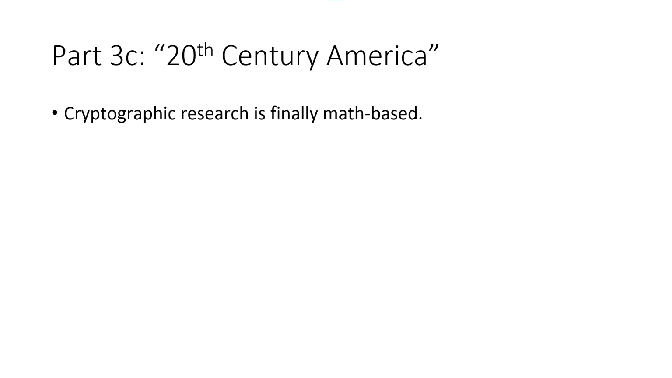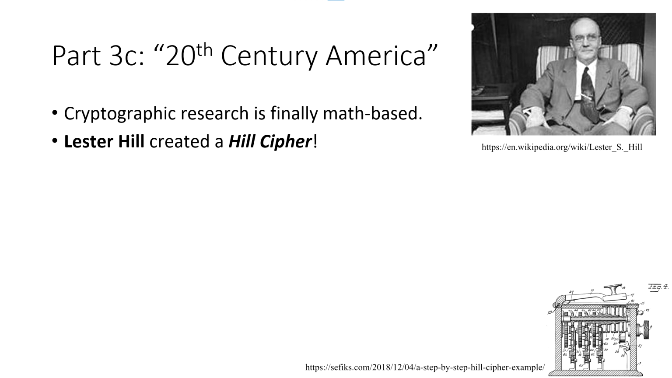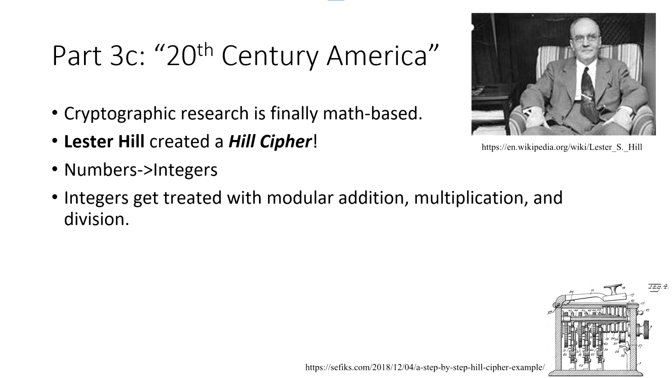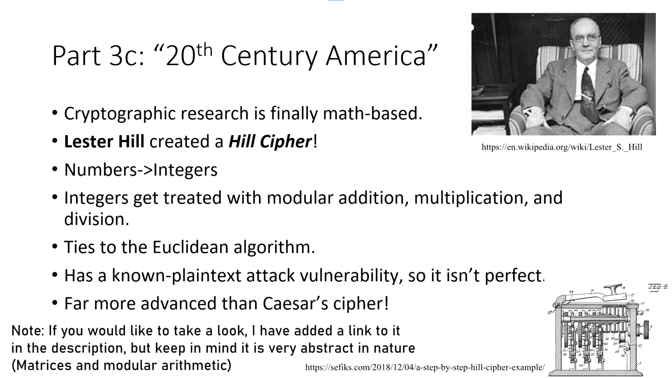The final lesson explains that the field of cryptographic research is largely based on math at this point. Lester Hill created a cipher named after himself, and this Hill cipher involves associating numbers with integers, and these integers then get treated with modular arithmetic. The Euclidean algorithm is used here, and while not specifically mentioned, it has ties to Euclid's Elements, a very famous publication throughout history. Despite the abstract nature and complex calculations involved, it still has a big vulnerability, and provided you have the correct key, decrypting takes no time at all. After the conclusion, there is a discussion about the author in a reference section, wrapping up the article.